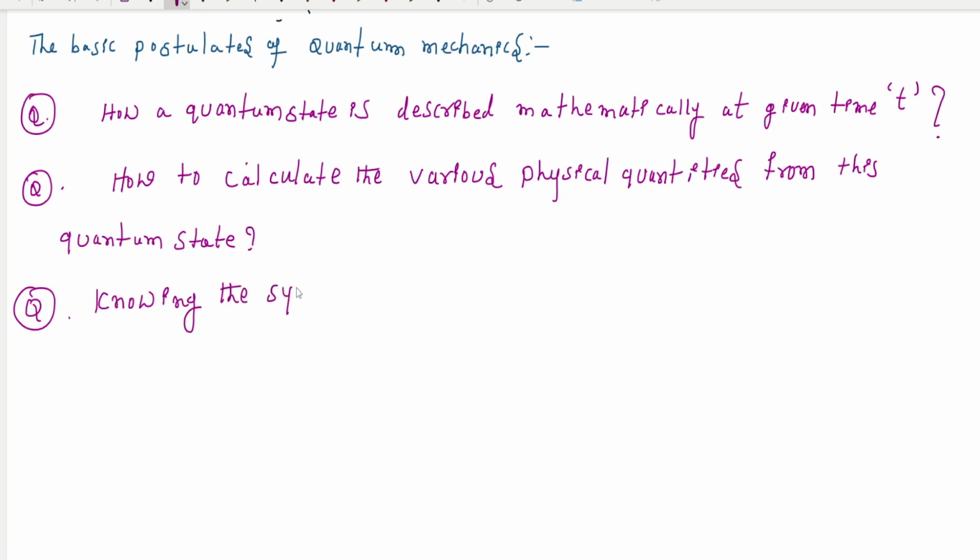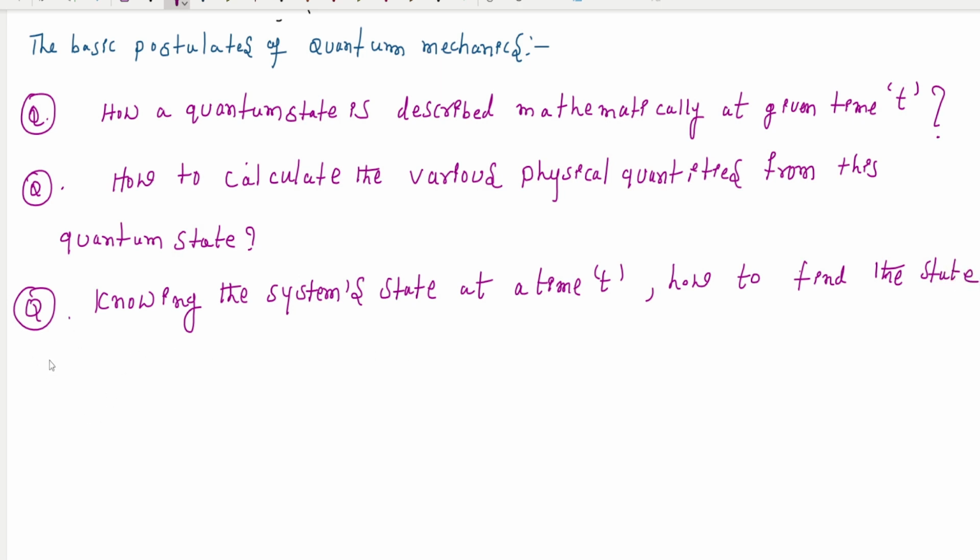Knowing the system state at a time t, this is t prime. Okay, this is t, this is t prime.